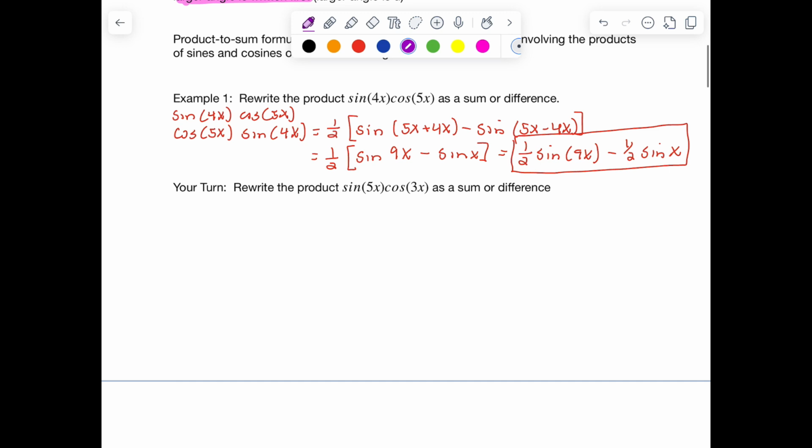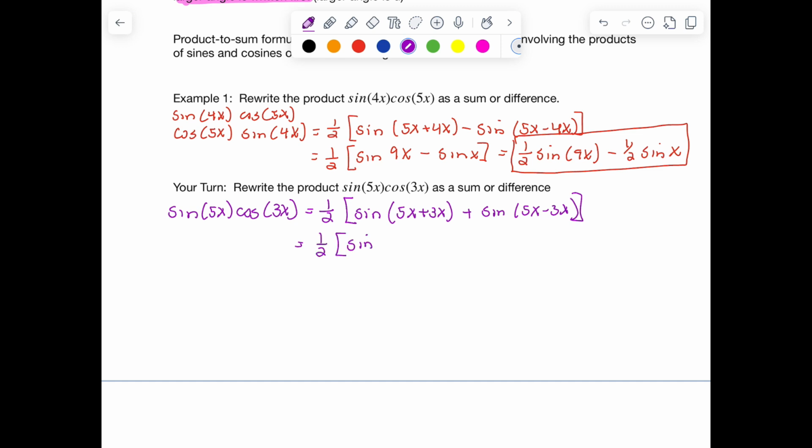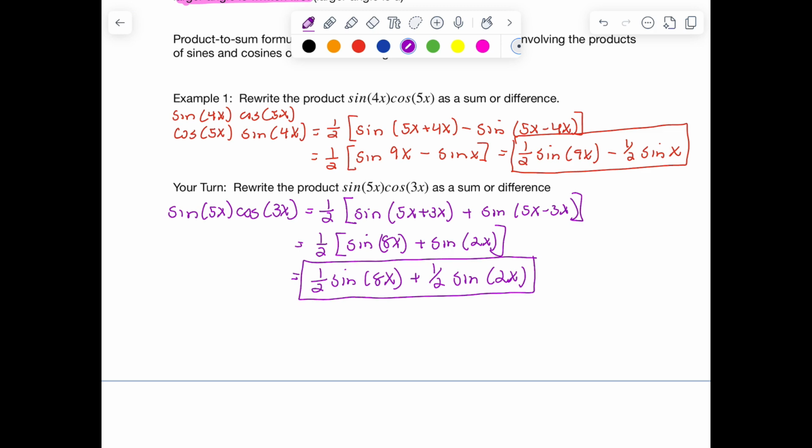Okay, we're going to rewrite the product sine of 5x cosine of 3x as a sum or difference. So I have a product of two different trig functions, and sine is my larger angle, so it's written first. So I'm going to use the formula that has sine with a plus sign between. So it's going to be 1/2 times the sine of 5x plus 3x plus the sine of the angle 5x minus 3x. That's going to give me 1/2 times the sine of 8x plus the sine of 2x. Distributing the 1/2, I get 1/2 sine of 8x plus 1/2 sine of 2x as my answer.